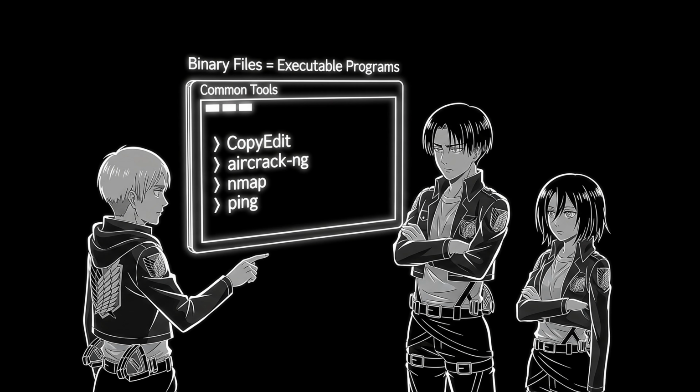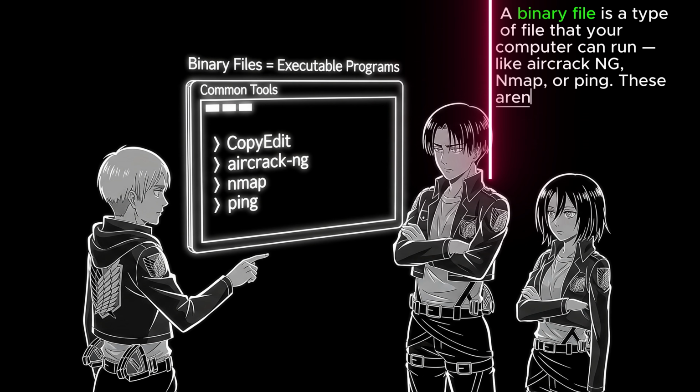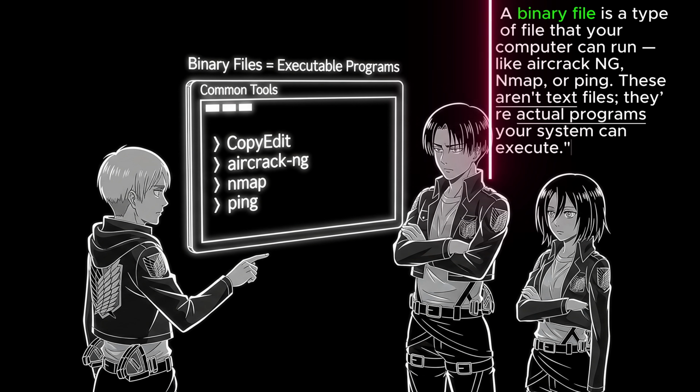We already went over binary files, we talked about them in part 1, but I'll give you a quick recap. This is just a short review. It'll help you remember the content if you've forgotten it. A binary file is a type of file that your computer can run, like aircrack-ng, nmap, or ping. These aren't text files, they're actual programs your system can execute.